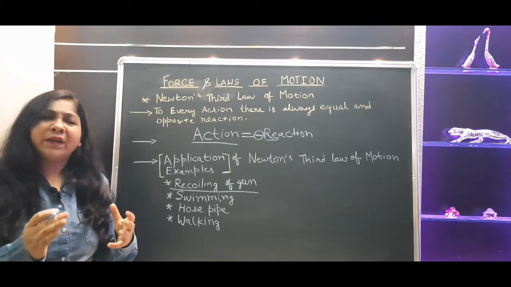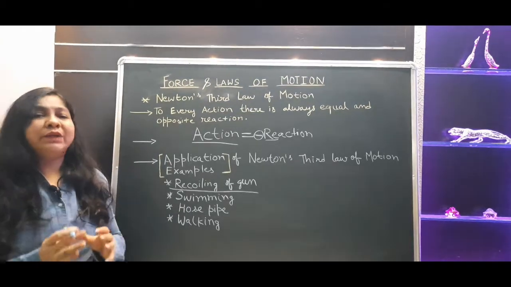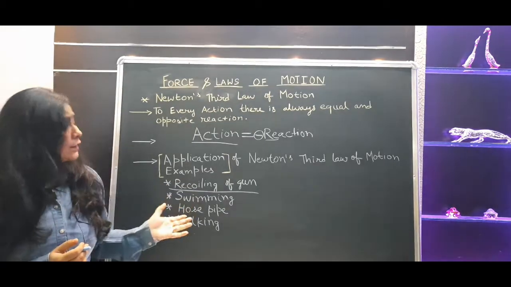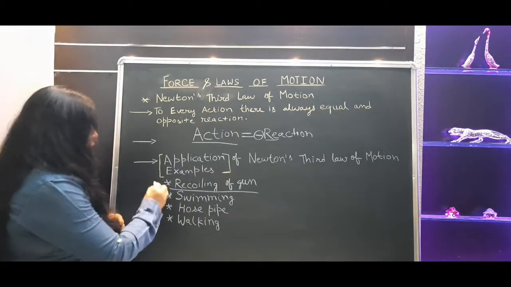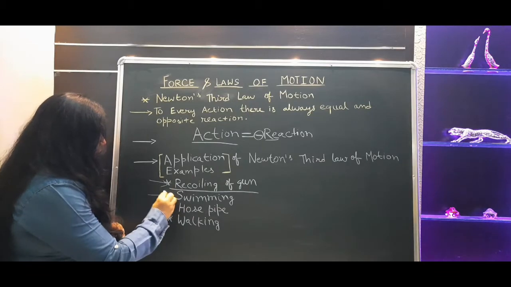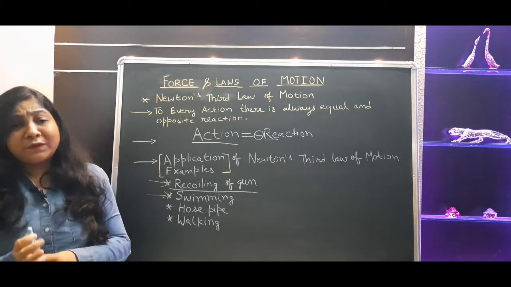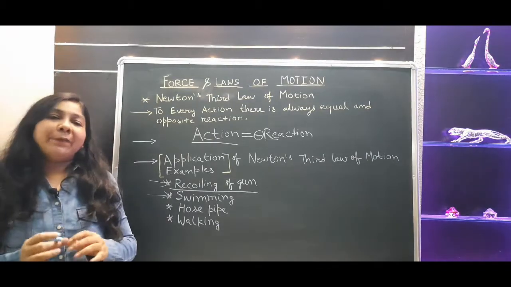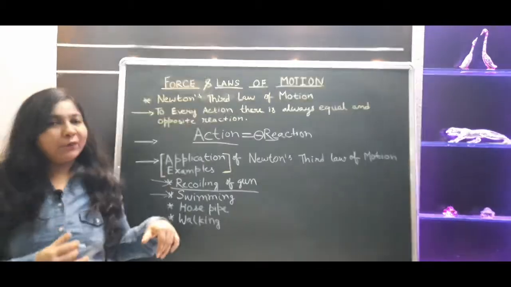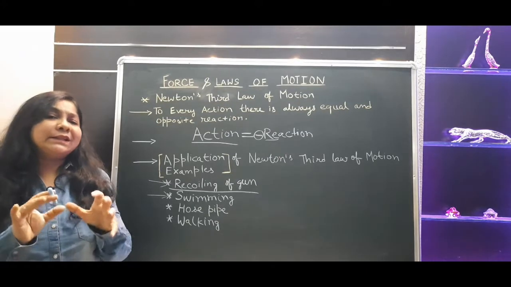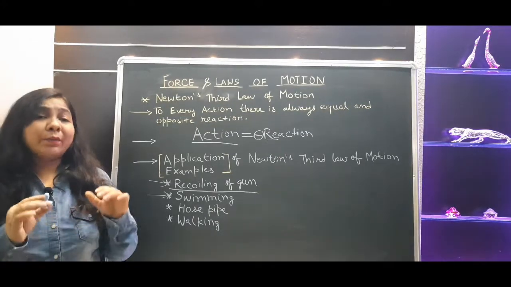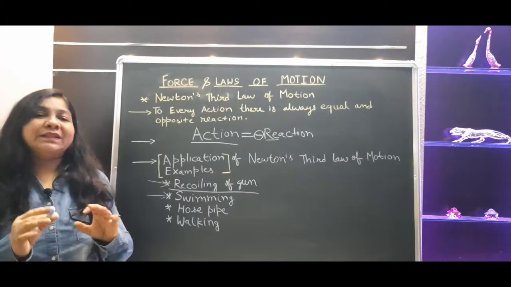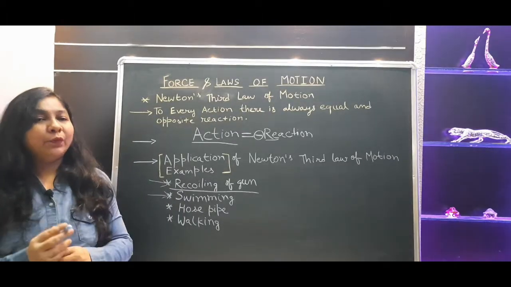There are lots of phenomena in our surroundings which follow Newton's third law of motion. So we have a few examples that we will discuss here one by one. First, I explained recoiling of a gun. In the case of swimming, when you are swimming, at that time we push the water in the backward direction, right? You can consider this as action, because you are pushing the water in the backward direction. So this is the action performed by you.